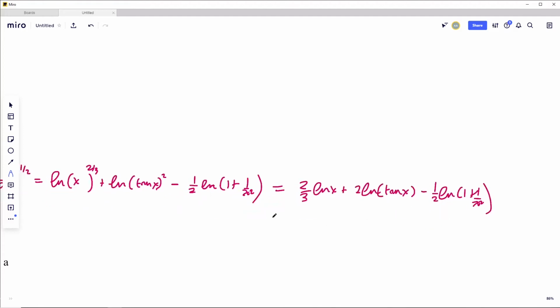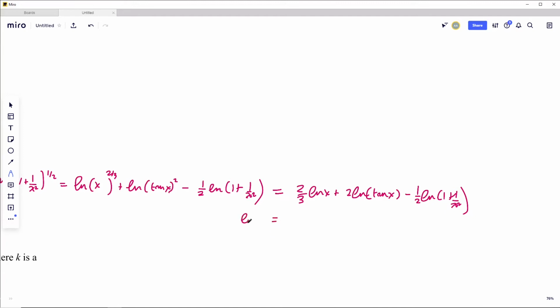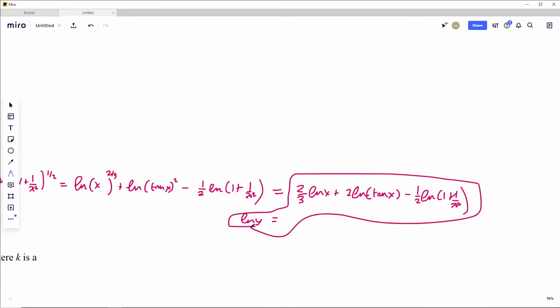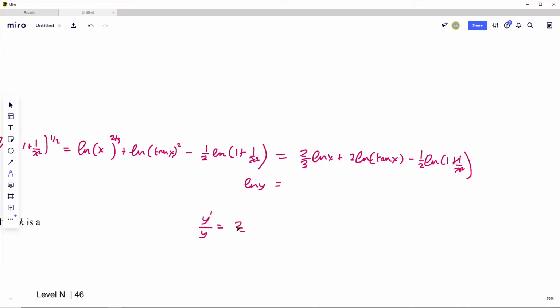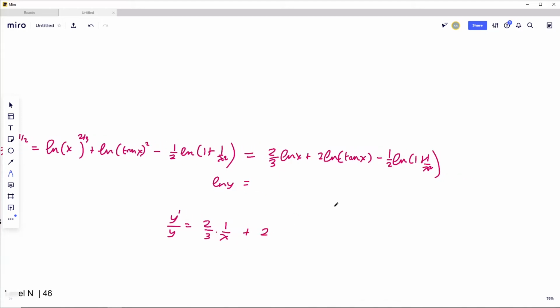We did not derive yet. This is nothing but equal to ln y, right? So I just wrote it back again so that we can see it. So let's derive now. It's going to be y prime over y, because that's how ln works. When you derive it, you bring it back to its original form, which is y prime over y equals 2 over 3, this is nothing but 1 over x, plus its derivative, which is 1 over itself. Derivative of tan is nothing but secant squared x over tan itself.